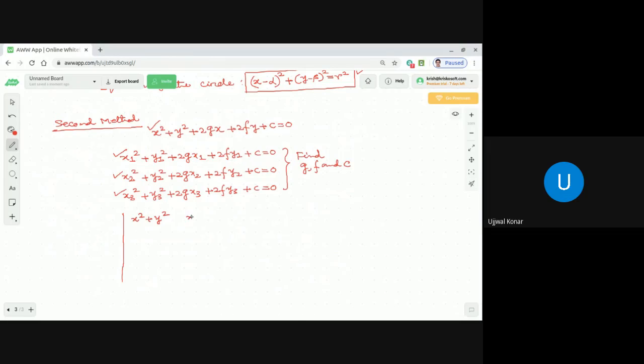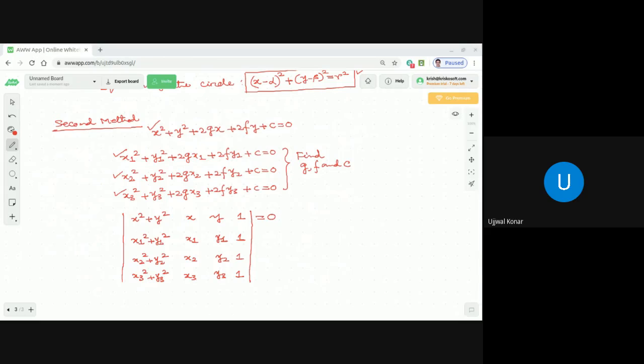then x, y, 1, then x1 square plus y1 square, x1, y1, 1, then x2 square plus y2 square, x2, y2, 1, and then x3 square plus y3 square, x3, y3, 1. This value has to be equal to 0.